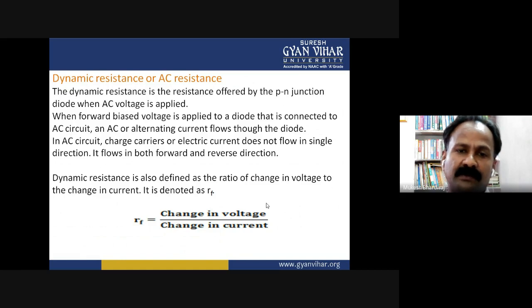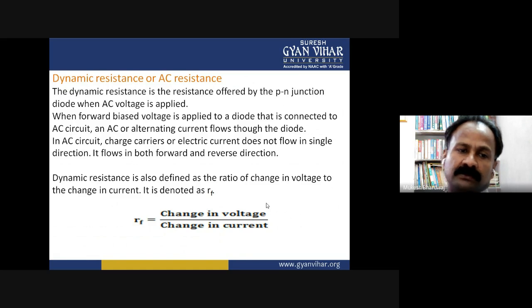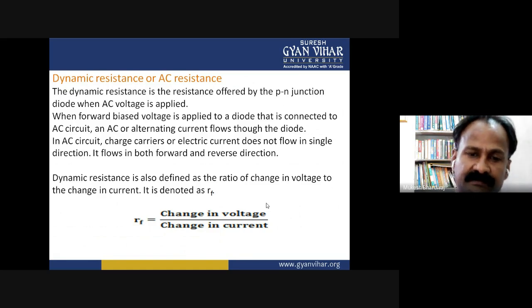When forward bias voltage is applied to a diode that is connected to an AC circuit, an AC or alternating current flows through the diode. In an AC circuit, charge carriers or electric current does not flow in a single direction. It flows in both forward and reverse direction. So dynamic resistance is also defined as the ratio of change in voltage to the change in electric current. It is denoted by RF, change in voltage to the change in current.